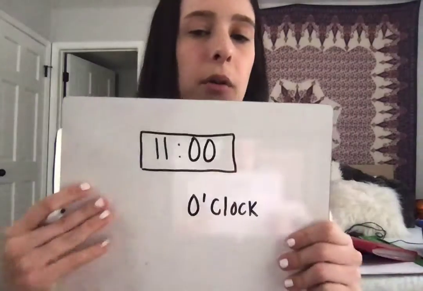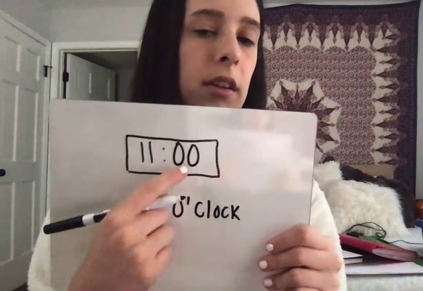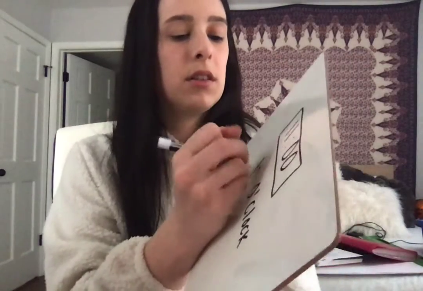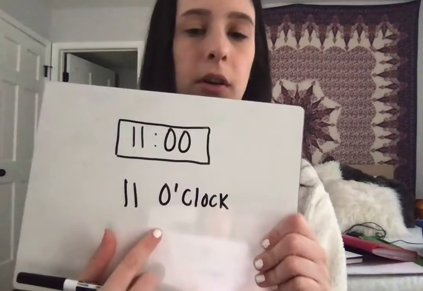What do you think the digital clock looks like when it reads 11 o'clock? The digital clock would read 11:00. 11 o'clock. Good.